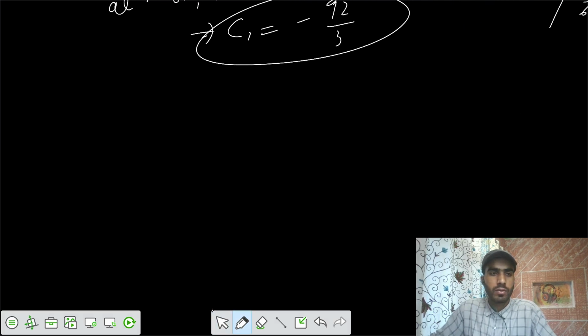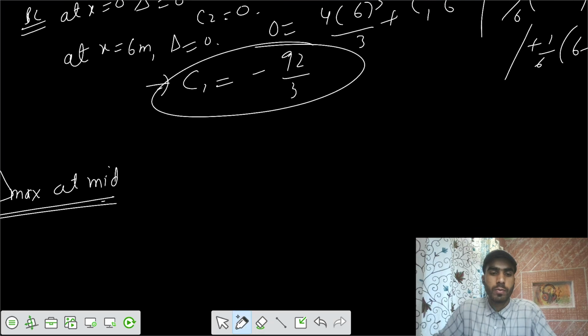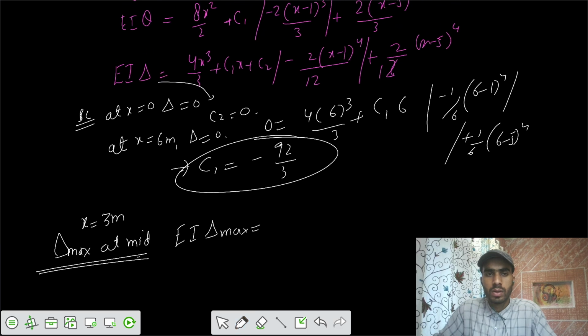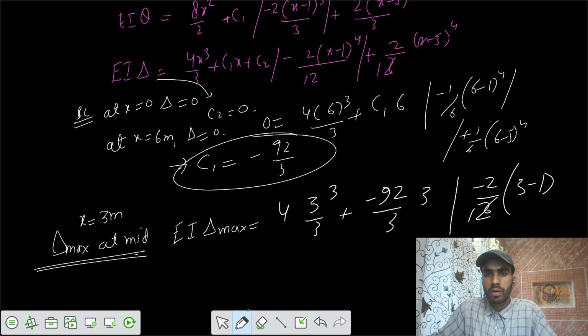Now we know that delta would be maximum at the mid. Delta is maximum at the mid. So if you substitute x equals mid, that's 3 meter, we can write EI delta maximum equals 4 into 3 cubed by 3 plus minus 92 by 3 into 3. Then we write minus 2 by 12 into (3 minus 1) to the power 4.